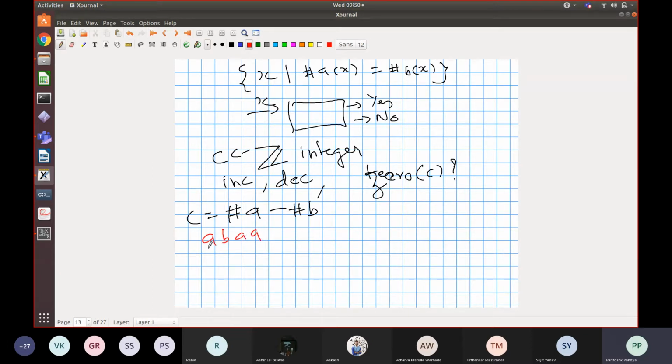So first it will scan A. Initially the counter C is set to 0. Because it's scanning an A, it will increment the current value of the counter. So after reading A, the counter value, which was 0, becomes 1, because it has read an A. Now it reads a B. On reading B, it will decrement the counter. So the counter will go from 1 to 0.